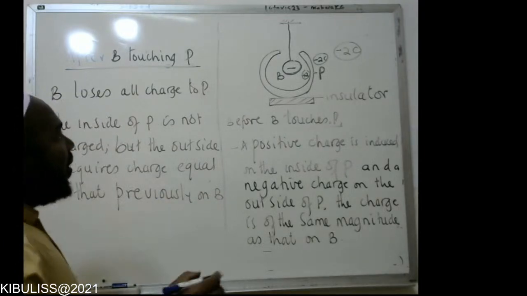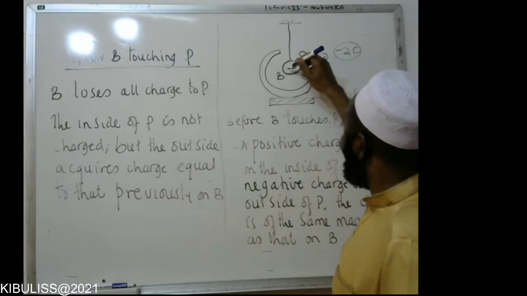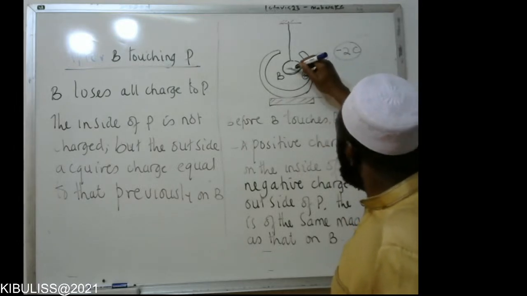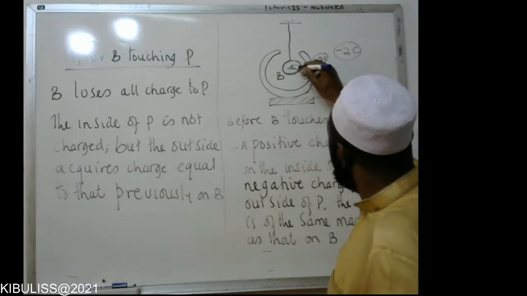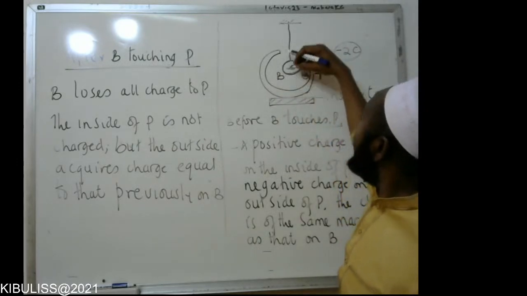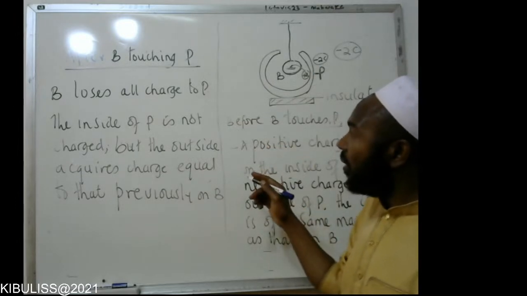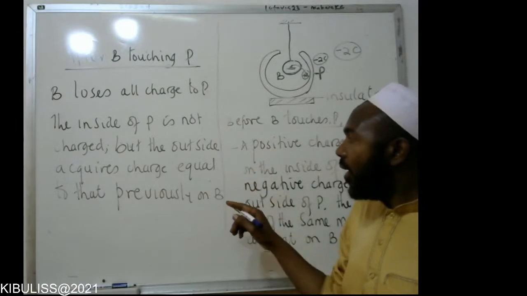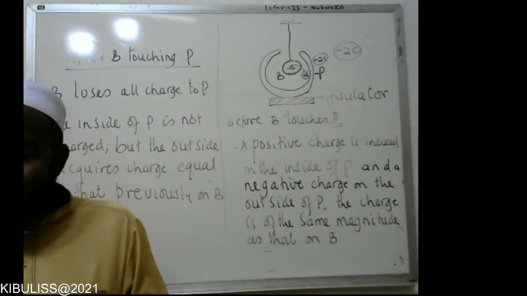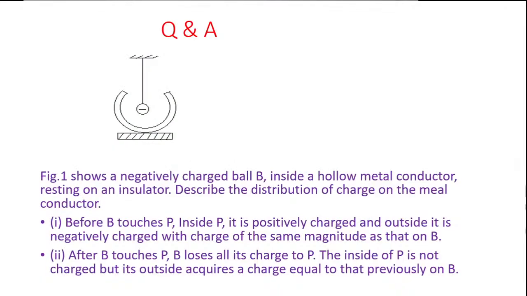Why? Because when the negative is here, it induces a positive inside and a negative outside. Once this one touches here, the negative is neutralized. But the negative outside had already been registered there. So by the time you remove this one, the negative charge will already be there on the outside. So that's why B loses all the charge to P. The inside of P is not charged, but the outside acquires charge equal to that previously on B. In other words, the outside is going to acquire a negative charge.